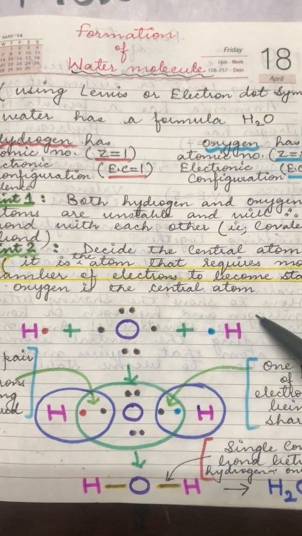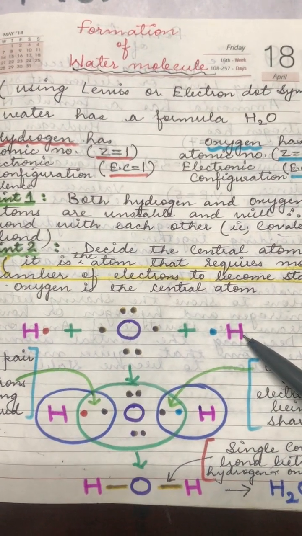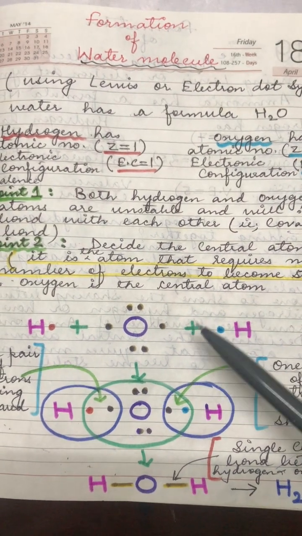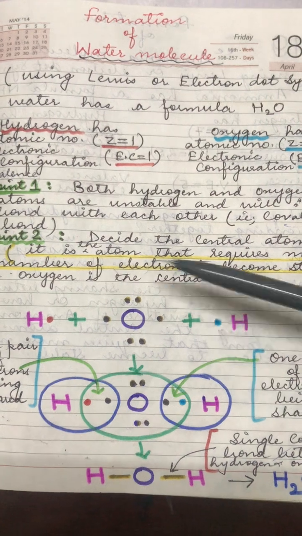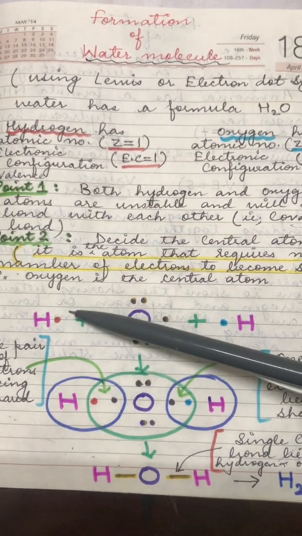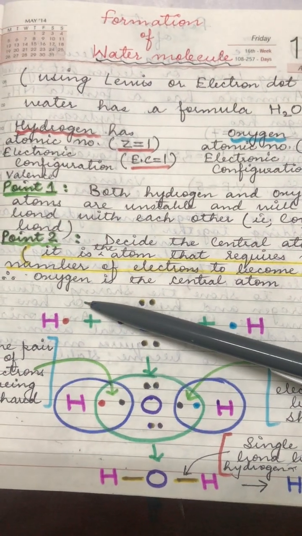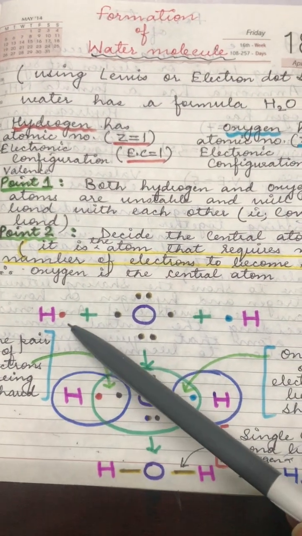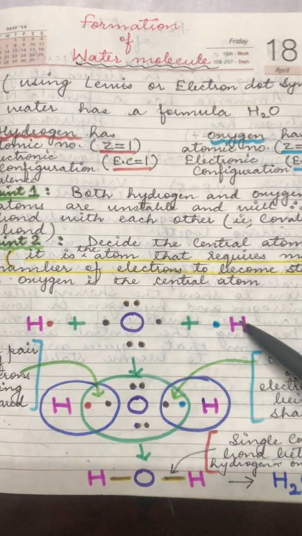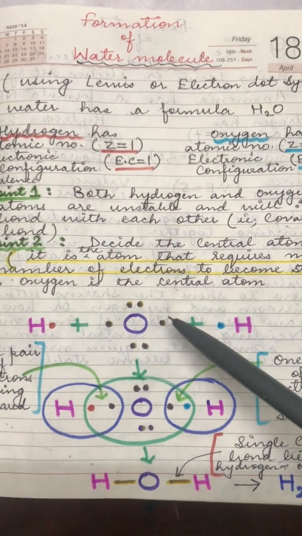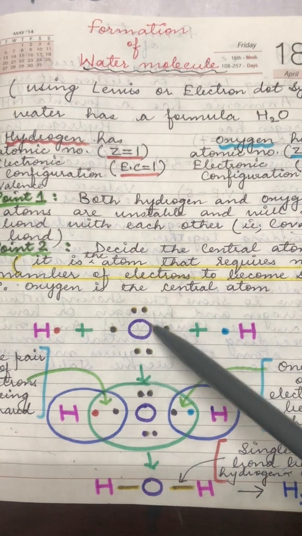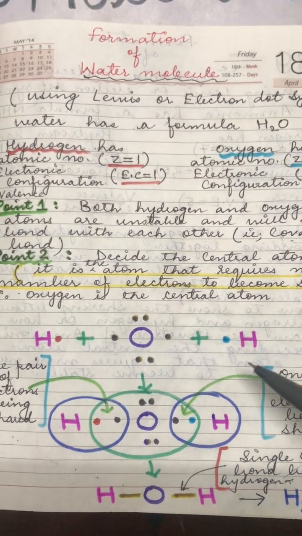If you look here very clearly, one hydrogen atom has only 1 electron in its outermost shell, and it requires just one more electron to become stable. Another hydrogen atom also has 1 electron in its outermost shell and also requires just one more electron to become stable. That is, this hydrogen atom can share just 1 electron with the oxygen atom, and the other hydrogen atom can also share just 1 electron with the oxygen atom. That is, the oxygen atom cannot share 2 electrons with one hydrogen atom.